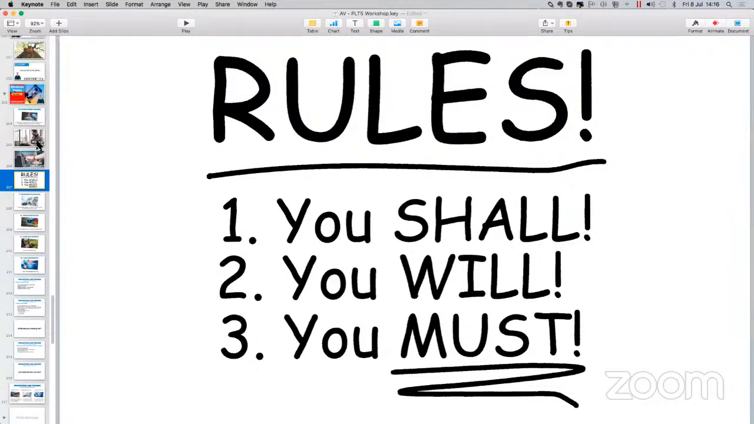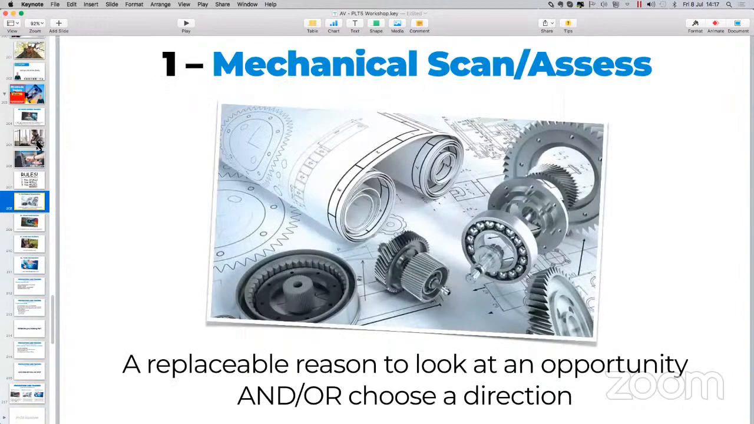So a very simple process for you to follow is to have a mechanical scan, a mechanical assessment that starts before the charts. I'm going to show you some examples. I'm going to show you exactly what I do. I'm going to just give you some inspiration for alternatives.